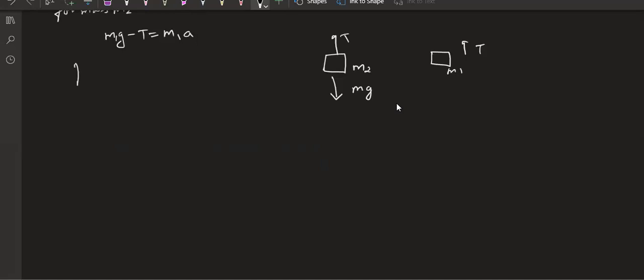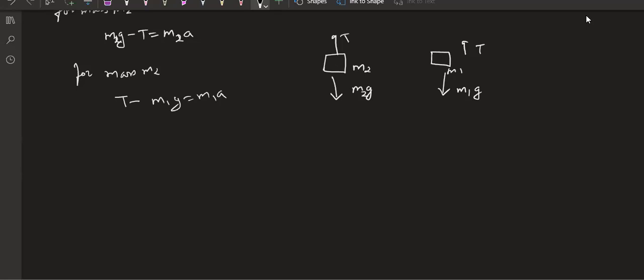Here we have M1g, this is M2g. For mass M1, we have T minus M1g is equal to M1a. Sorry, my bad, this is M2. Yes or no? Because M2 is moving down because of gravity, because of weight, but M1 is moving up because of tension. That you have to imagine, because M2 is heavier. Common sense, right? If M2 is heavier, the force of mg will be greater.